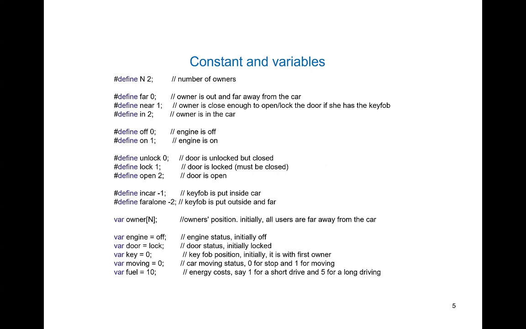And the key sensor, the key fob, can be inside the car or very far away, on the piano. We may have two drivers in the beginning, husband and wife: zero represents husband, one represents wife. Engine equals off initially, door initial state equals locked, and the key equals zero. Moving equals zero initially, and there's a full tank. Okay, so that's the initial state.